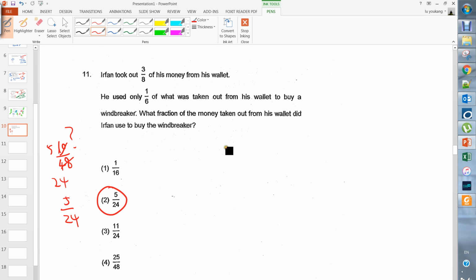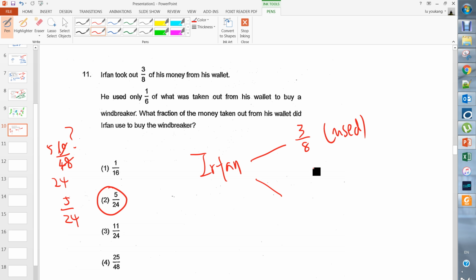So let's say this is Irfan's wallet, right? Then you branch out. He used 3/8 of his money, so 3/8 used. How much is left? If you cannot manage in your brain, do it quickly on a piece of paper. That's why I gave you a lot of fraction questions last week. 3/8 you use, how much is left?